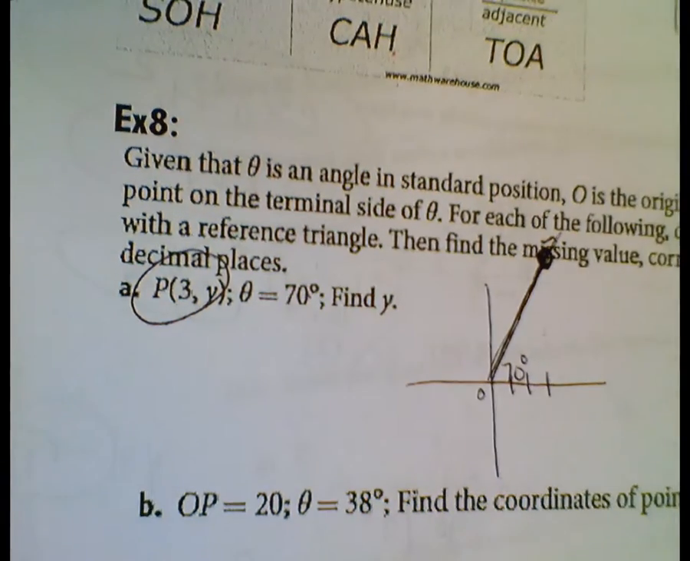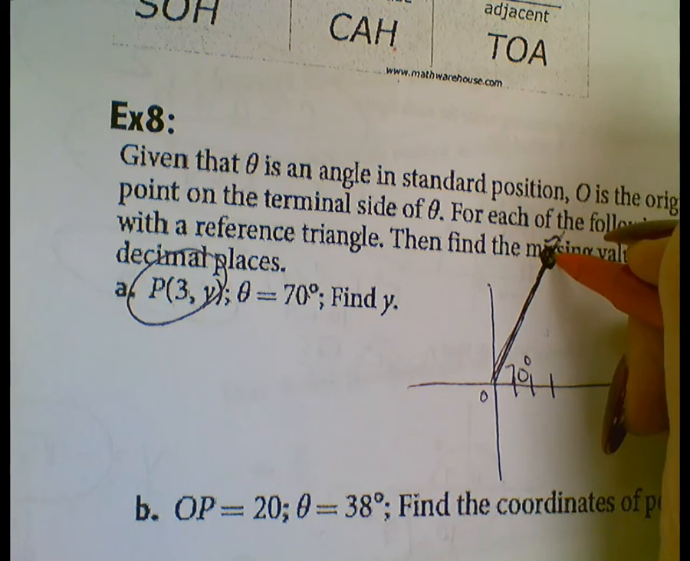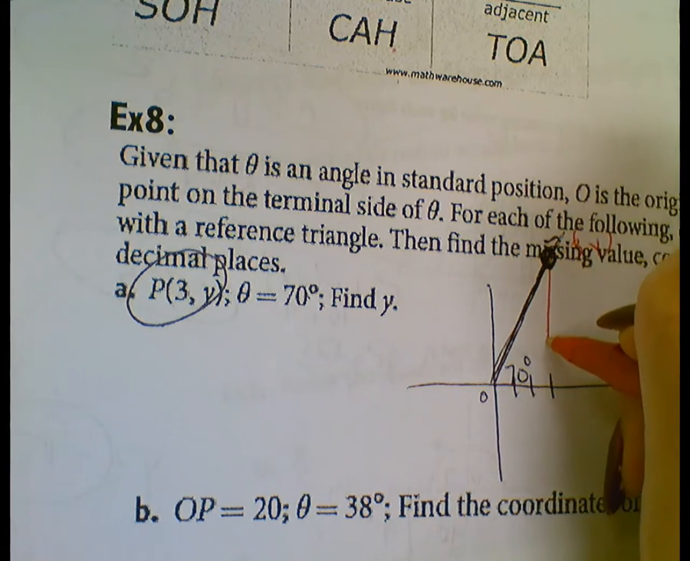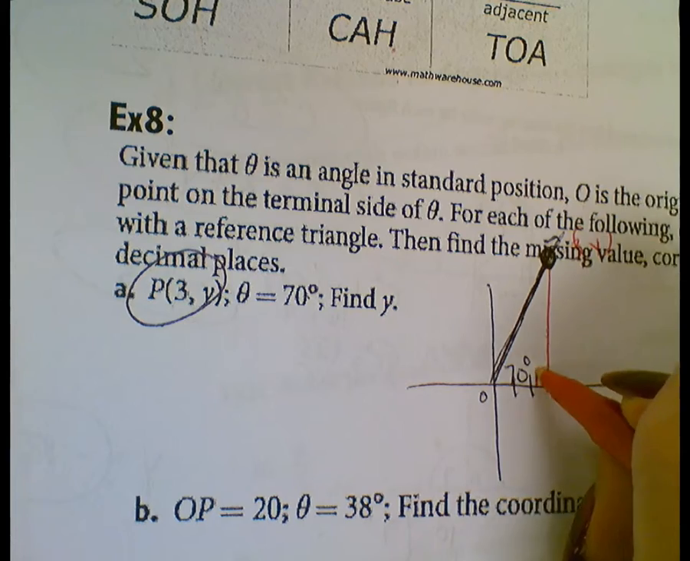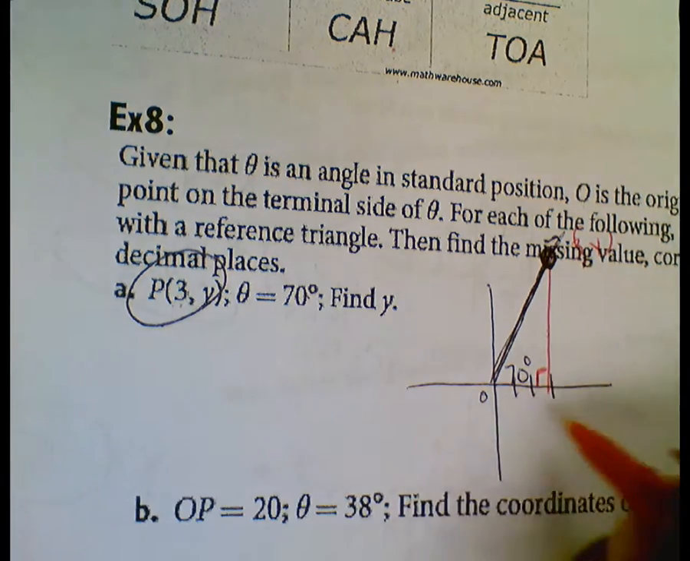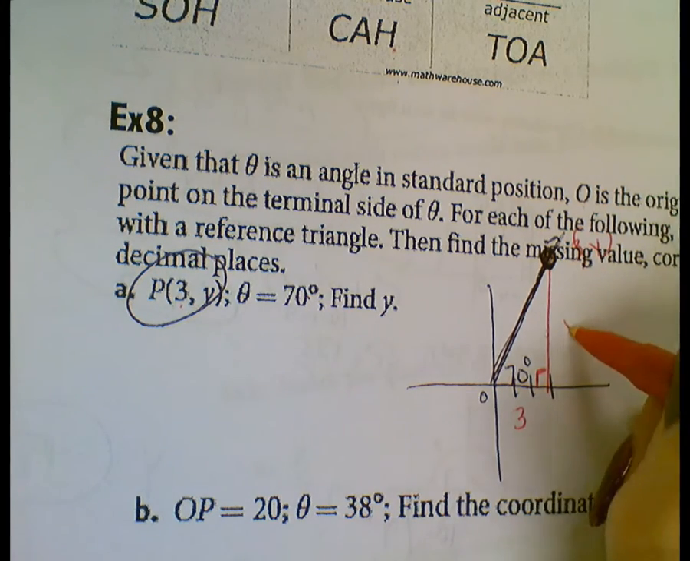I hope. So from here, we're going to draw a reference triangle. From this point, 3, y, this point right here is 3, y. You're going to draw a vertical line to the closest x-axis, draw in a 90-degree angle, and fill in your sides. So we know the x, we went right 3. We do not know the y, so we're going to write y.